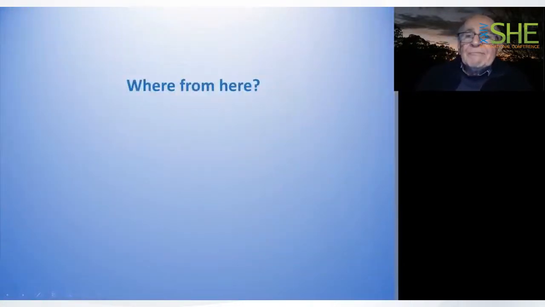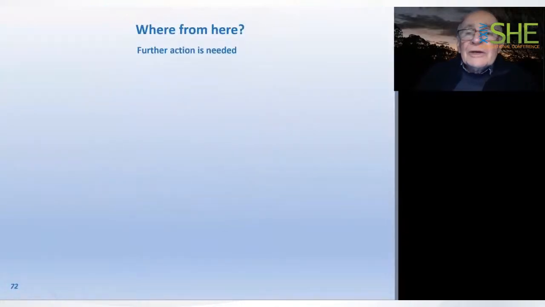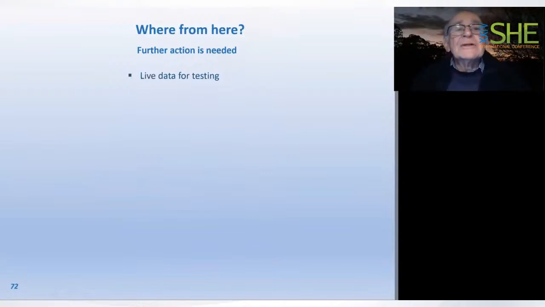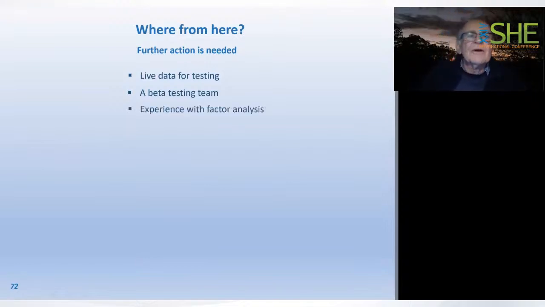So where do we go from here? We do need further action. First of all, we need to do some live data testing of the system. To date, we've used test data that we've generated ourselves. We need real field data. We need to put together a beta testing team. If you're not familiar with beta testing as a concept, the first testing is done by the developer. That's alpha testing. Beta testing is where somebody comes in with live data, somebody that's independent, and tests the system to see whether there are things that they're not happy with.